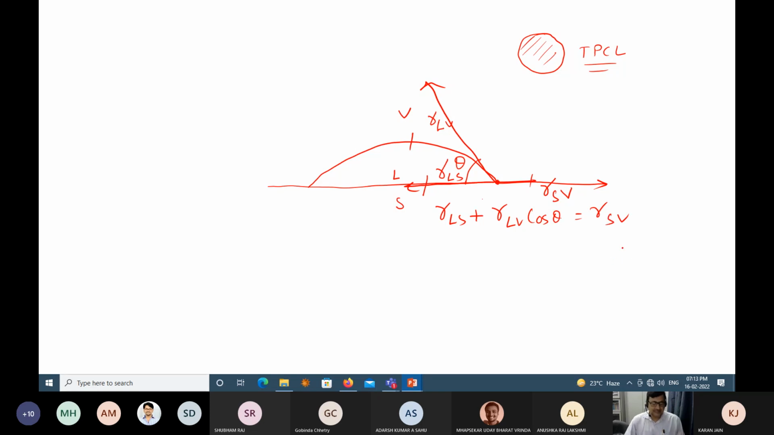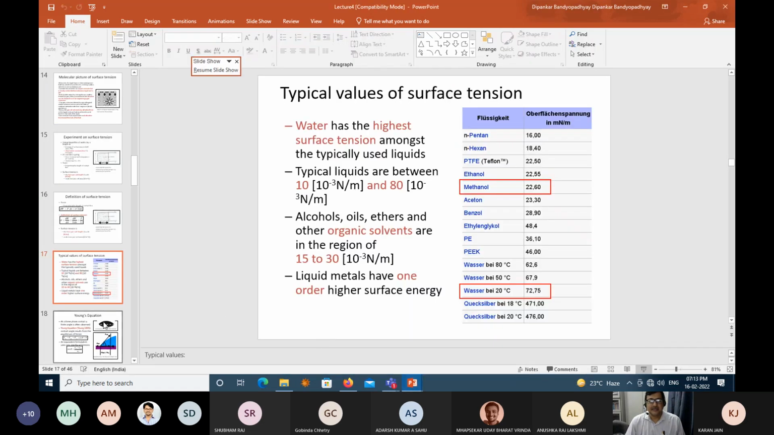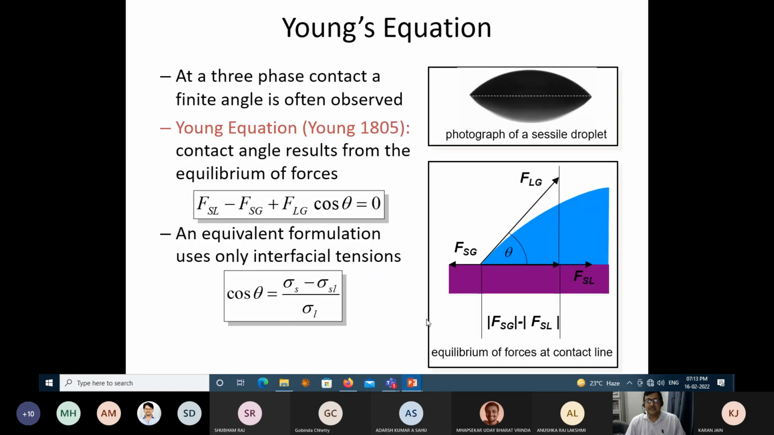So essentially, that is the Young's equation. You just have the force that is acting. This is SG, this is SL, this is LG. LG cos theta plus SL is equal to SG. And then from there you get the theta.